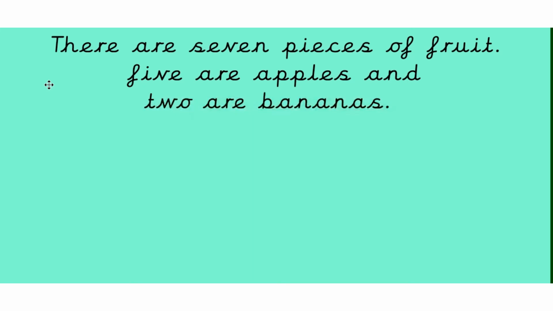Maybe if you've had a go at that one, maybe you could choose a different problem that you could do, and maybe Mrs. Jackson or I could guess what the problem has been. Or maybe your grown-up can do that as well. But for today, I'll read it again. There are 7 pieces of fruit, 5 are apples and 2 are bananas. Okay, show Mrs. Jackson and Miss Creaser all the different ways that you can represent that.